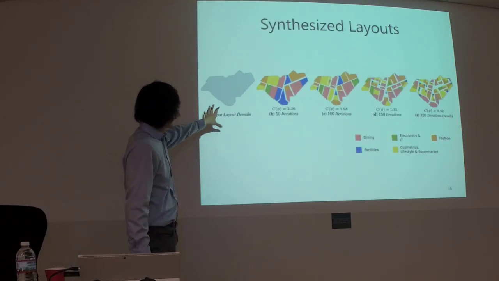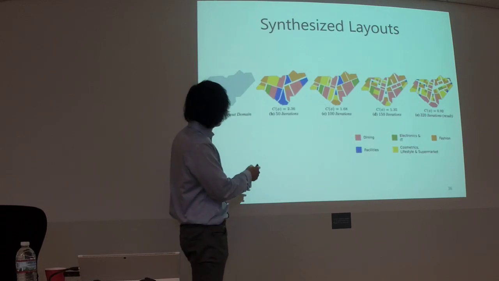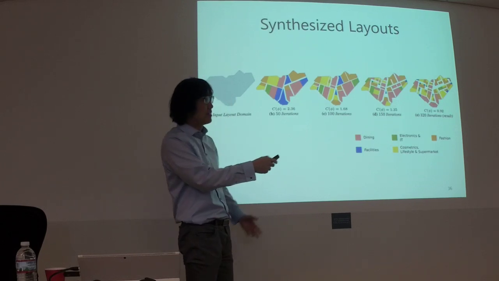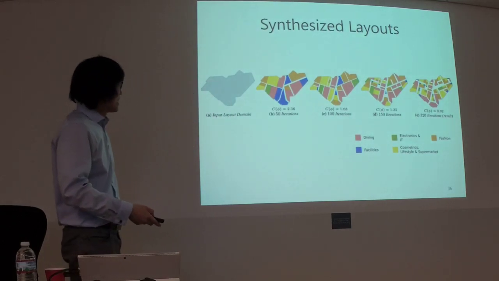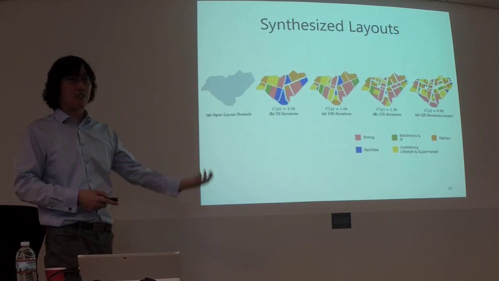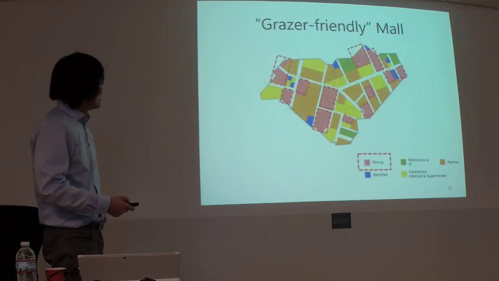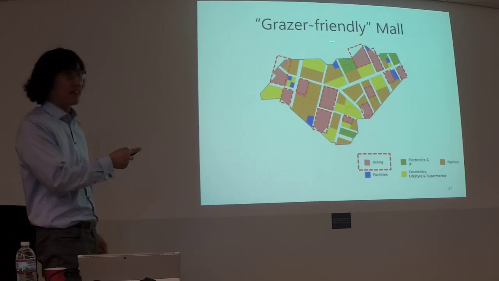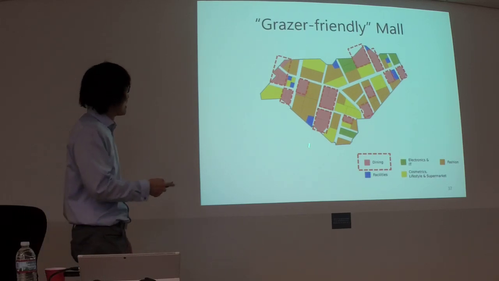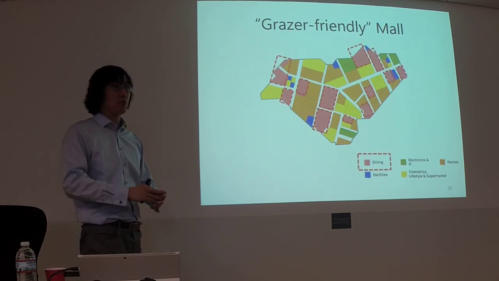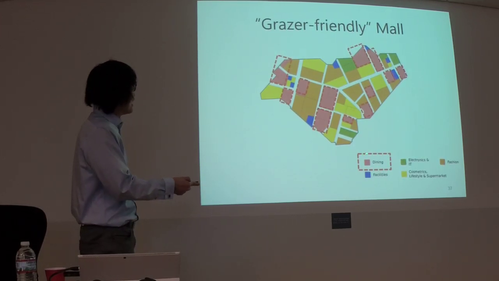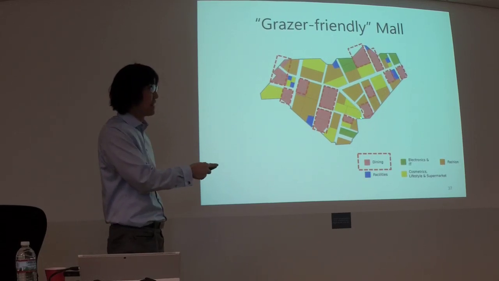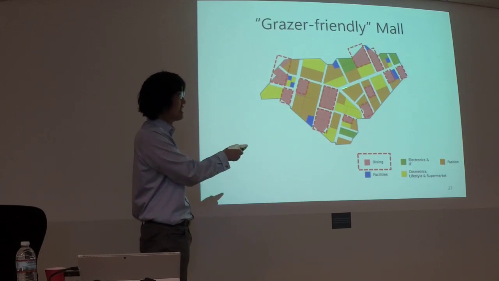So this is the optimization process. Starting from nothing, I cut the space into different sizes, and then I run the optimization to iteratively refine it according to the crowd simulation scores. So these are some examples. For example, I generate a grazer-friendly mall. I have a lot of agents who want to go to restaurants, and in the synthesis, you can see that there are many dining places appearing, and they are quite conveniently connected.